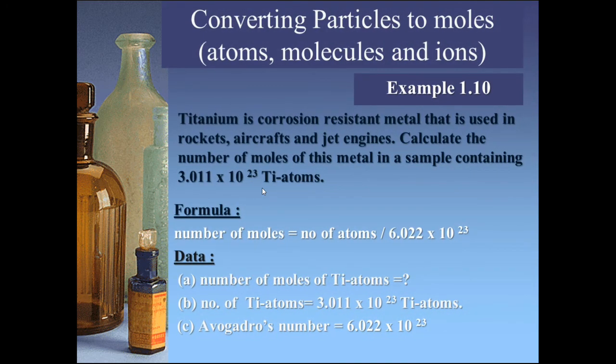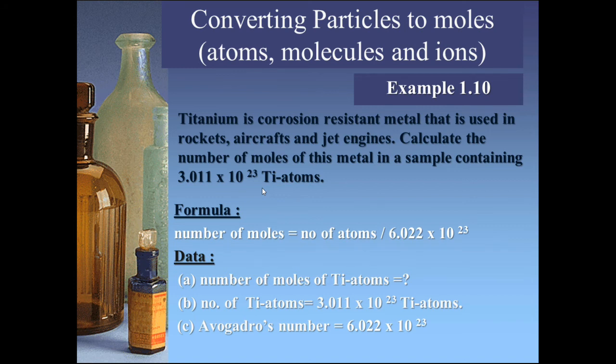Now we are going to convert particles to moles. We have the particles and we are going to convert into moles, atoms, molecules, or ions. Example 1.10 in your book. Titanium is a corrosion resistant metal that is used in rockets, aircraft, and jet engines. Calculate the number of moles of this metal in a sample containing 3.011 × 10^23 titanium atoms. Formula: number of moles is equal to number of atoms divided by the Avogadro constant, that is 6.022 × 10^23.